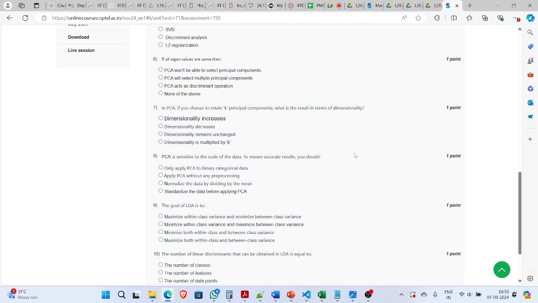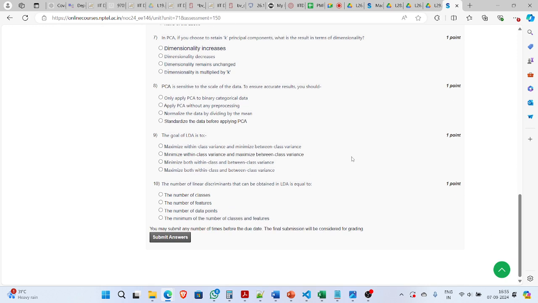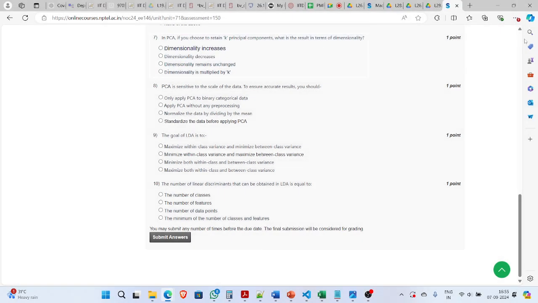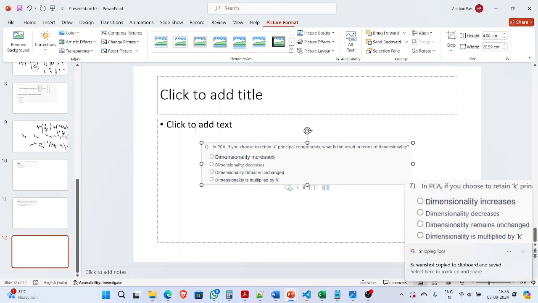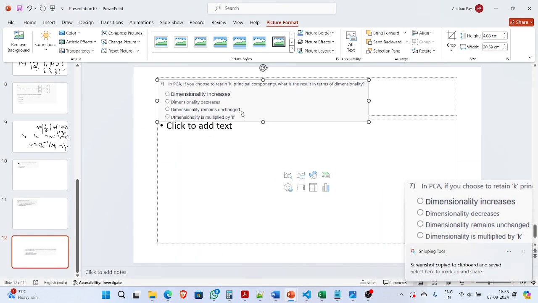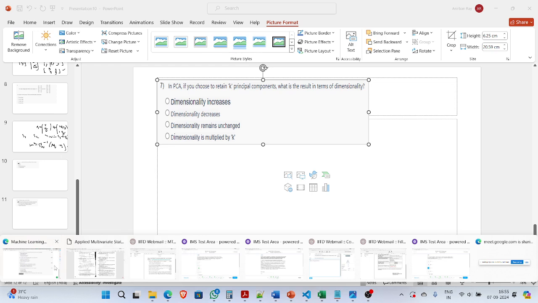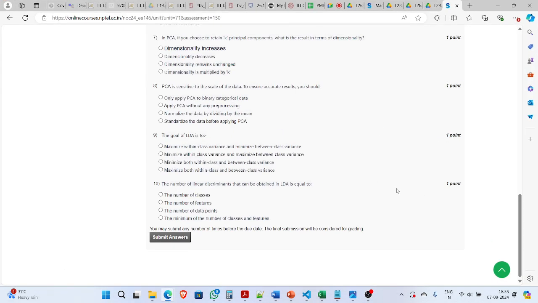Okay, next question actually. If it retains k principal components, then the dimension decreases, right? It's a very simple question actually. Let's start.